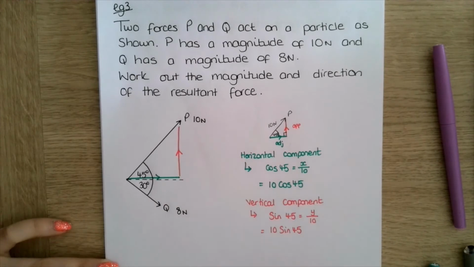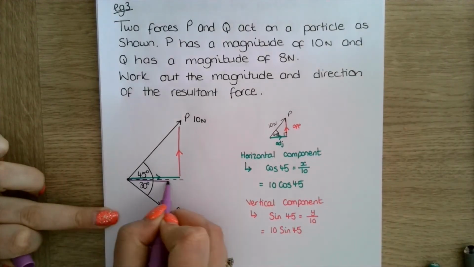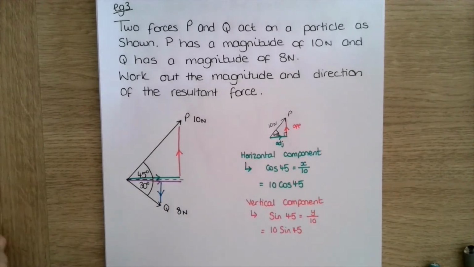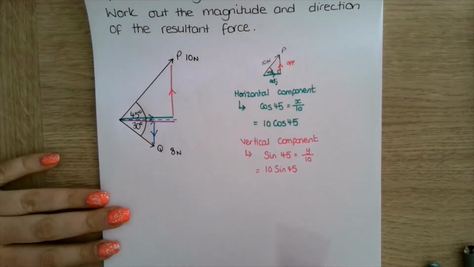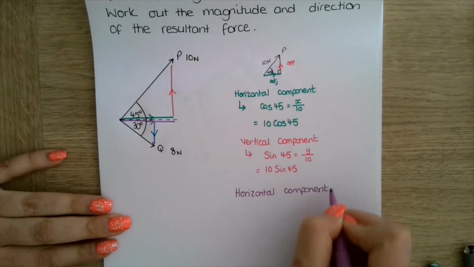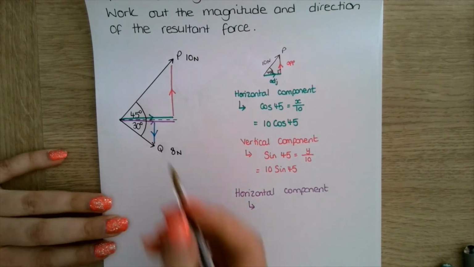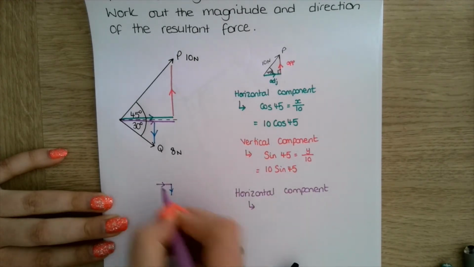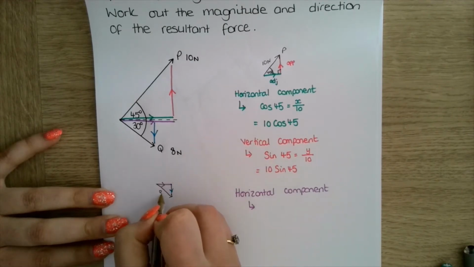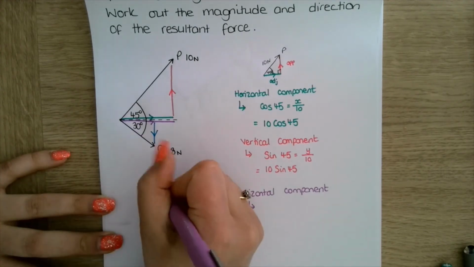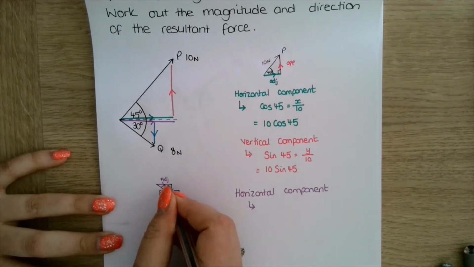Then for force Q, I have got my horizontal component here in that direction, and then my vertical component here going down. So because it's going down, I am going to take the negative value. So again, horizontal component, if I need a little triangle to help me out here, I'm going to have that, and that. That's 8 newtons, that's Q. This is my opposite, and that's my adjacent again. That's my angle 30 and my right angle.